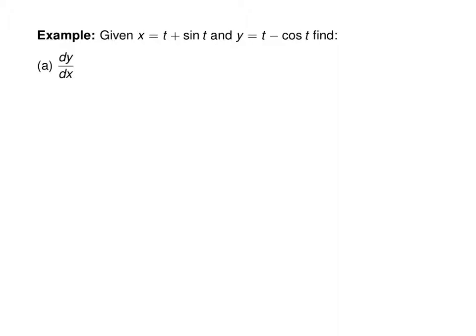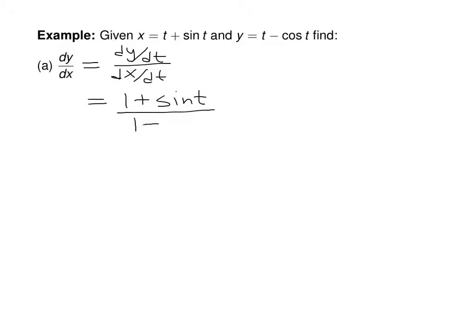Given x equals t plus sine t and y equals t minus cosine t, find dy/dx. So dy/dx is equal to dy/dt over dx/dt. So that will be dy/dt, which will be 1 plus sine t, because negative cosine t's derivative is positive sine, over 1 plus cosine of t.